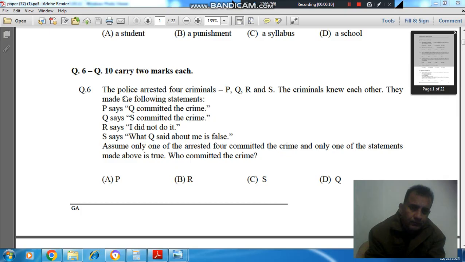Question number 6: The police arrested 4 criminals P, Q, R, and S. The criminals knew each other. They made the following statements. P says Q committed the crime. Q says S committed the crime. R says I did not do it. S says what Q said about me is false.